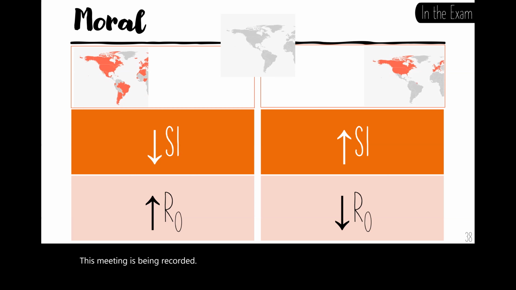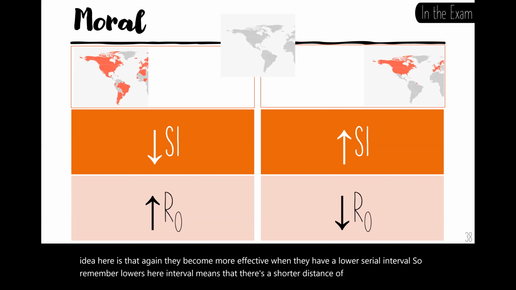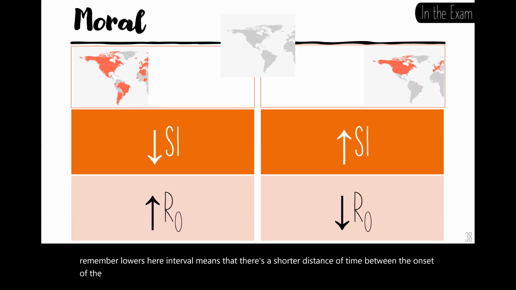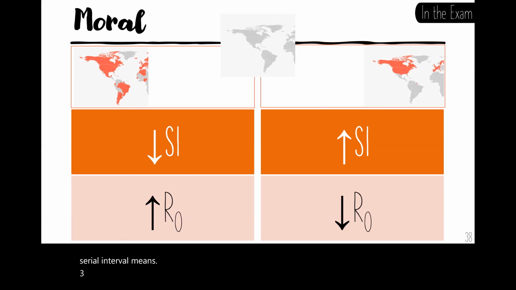So when we're discussing pandemics more than anything else, or any transmissible disease, the idea here is that they become more effective when they have a lower serial interval. So remember, lower serial interval means that there's a shorter distance of time between the onset of the first set of symptoms or signs and the next one. So shorter here, the situation that you're seeing on the left-hand side of these slides, means a shorter period of time. So a lower SI, a lower serial interval, means 3 days as opposed to 7 days. That's the example that we were working with earlier.